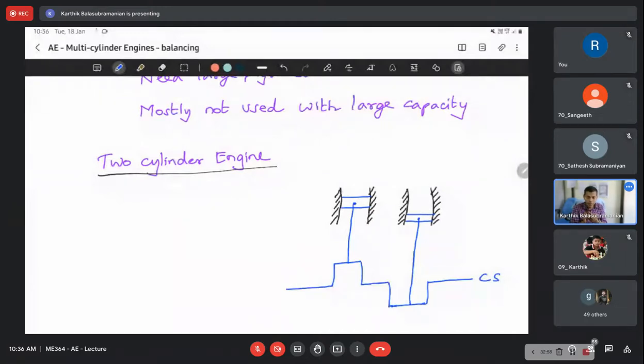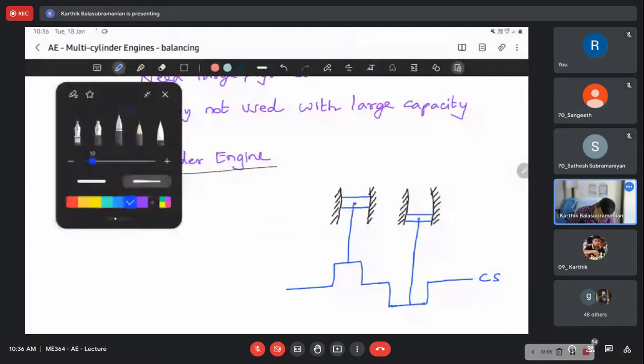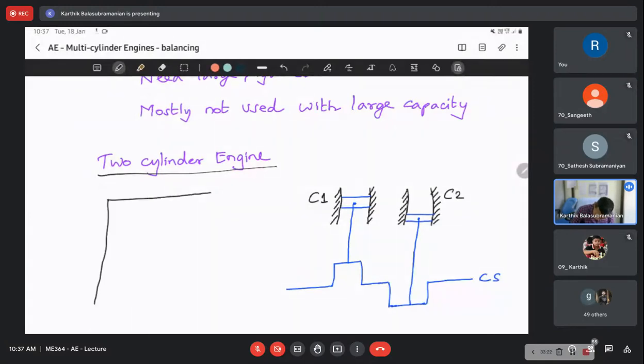Okay? So now you can see cylinder 1 and cylinder 2. So this is cylinder 1. This is cylinder 2. So now let me draw a simple table. It's there in the book, but I'm just trying to explain to you because just by looking at the book, sometimes it's pretty confusing.